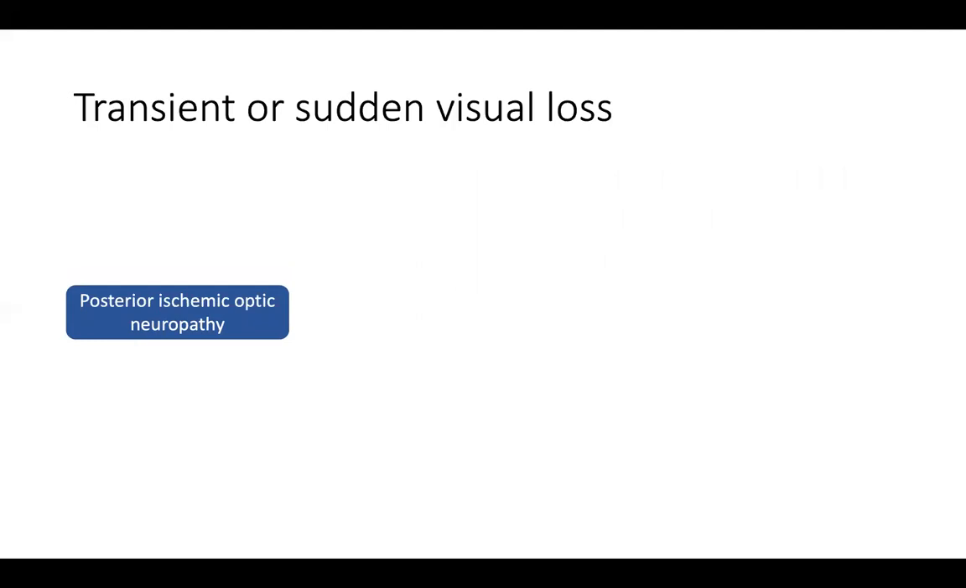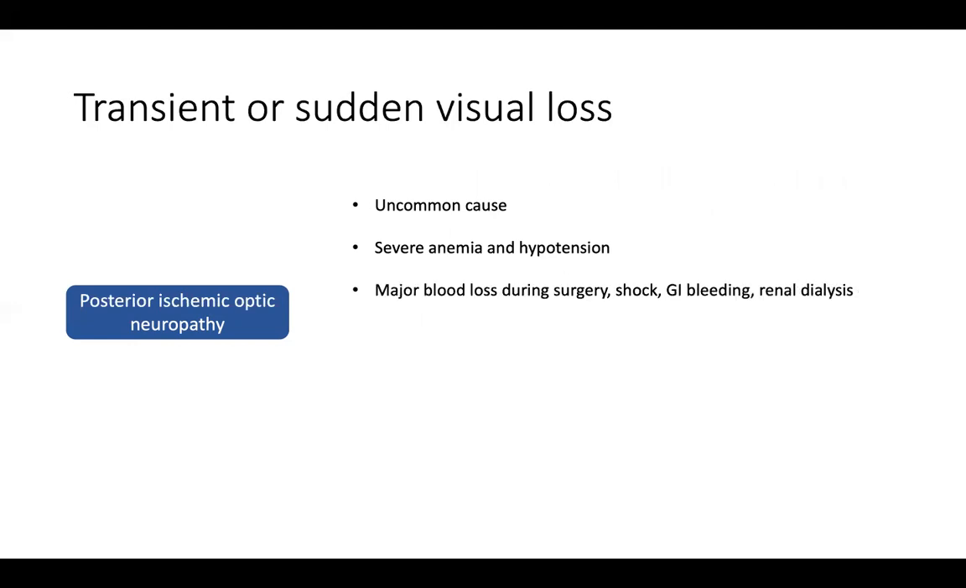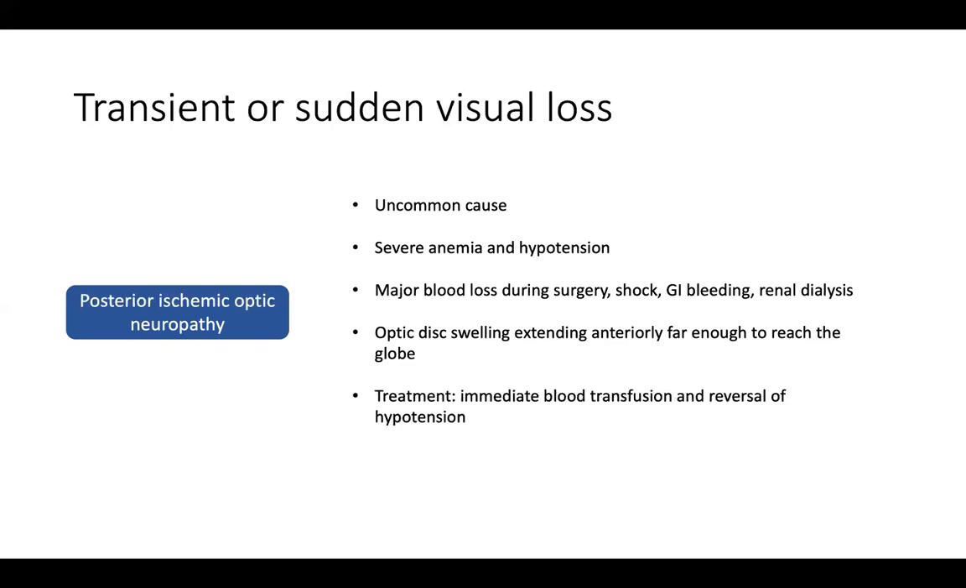Posterior ischemic optic neuropathy is an uncommon cause of acute visual loss. It is induced by the combination of severe anemia and hypotension. Cases have been reported after major blood loss during surgery, shock, gastrointestinal bleeding, and renal dialysis. The fundus usually appears normal, although optic disc swelling develops if the process extends anteriorly far enough to reach the globe. Vision can be salvaged in some patients by immediate blood transfusion and reversal of hypotension.